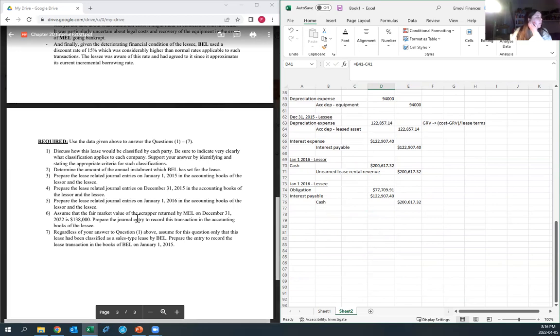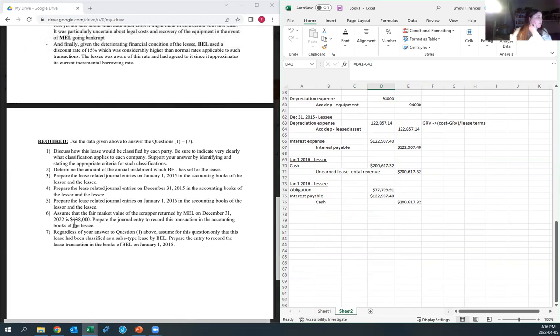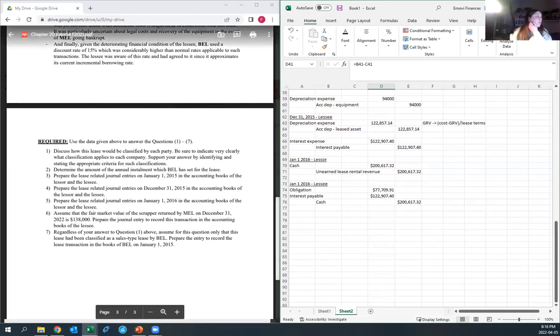Then assume that the fair market value of the scraper returned by mail on December 31st, 2022 is 138,000. Prepare the journal entry to record this transaction in the accounting book of the lessee. So for the lessee, the lessee had to pay back for sure 160,000, but they didn't. The fair market value of the asset when they give it back is 138,000. So you want to first get rid of your obligation, your asset and the accumulated depreciation, and then you want to record your loss on the lease, and that loss you're going to have to pay back to the lessor in cash.